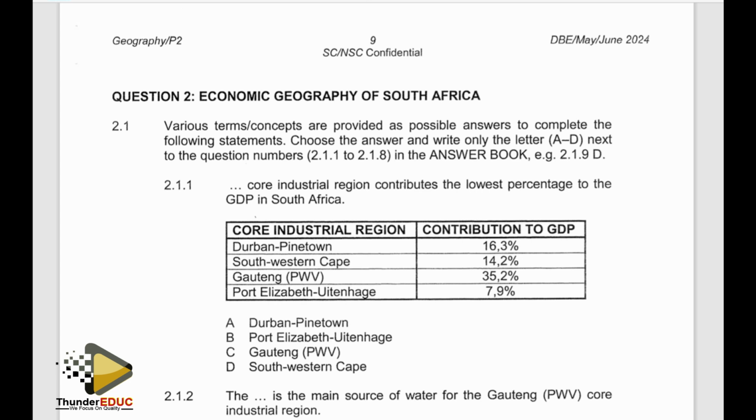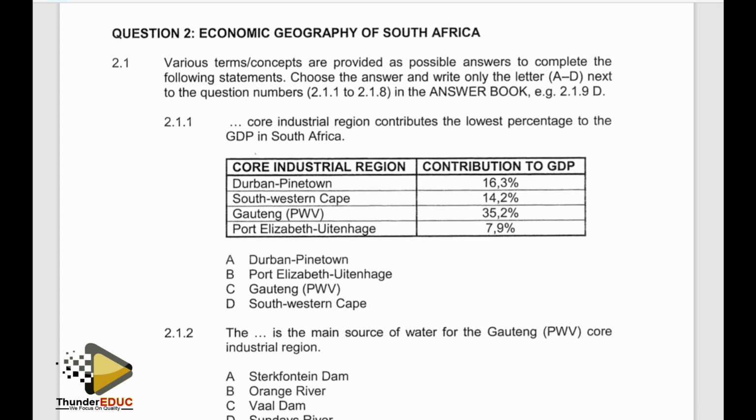Right, we'll move on to the next question, which is question number 2 on economic geography South Africa. It's looking at industrial regions for South Africa. We have the contribution that they make towards the economy of the country, the contribution to GDP by each industrial core region. We have Durban, Pinetown, Southwestern Cape, Gauteng, PVW, and Port Elizabeth, Uitenhage.